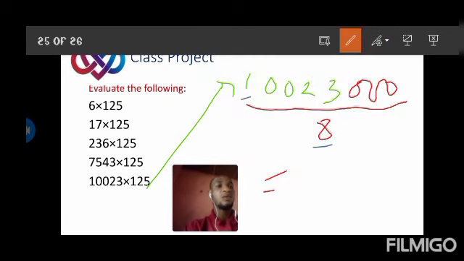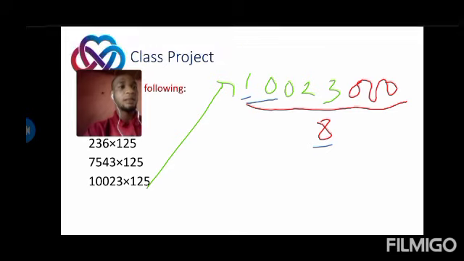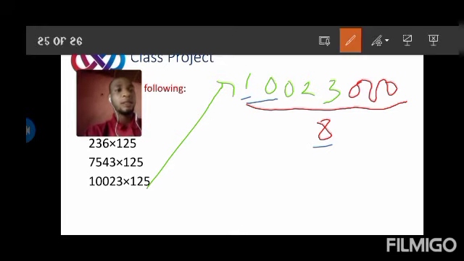8 in 1, no. 8 in 10 is 1. 8 times 1 is 8. So 10 minus 8 is 2. So I'll carry the 2. Make it 20. 8 in 20 is 2. 8 times 2 is 16. 20 minus 16 is 4. So I'll carry the 4.